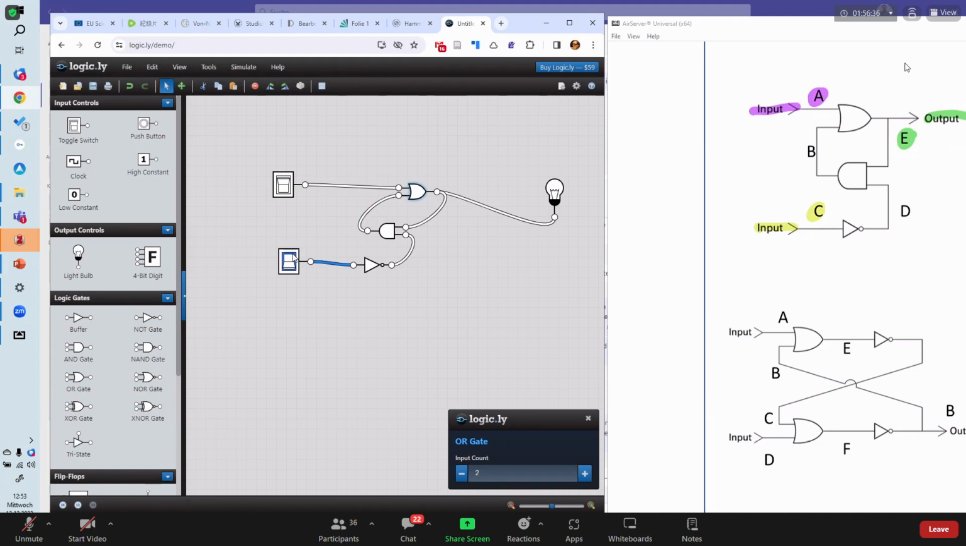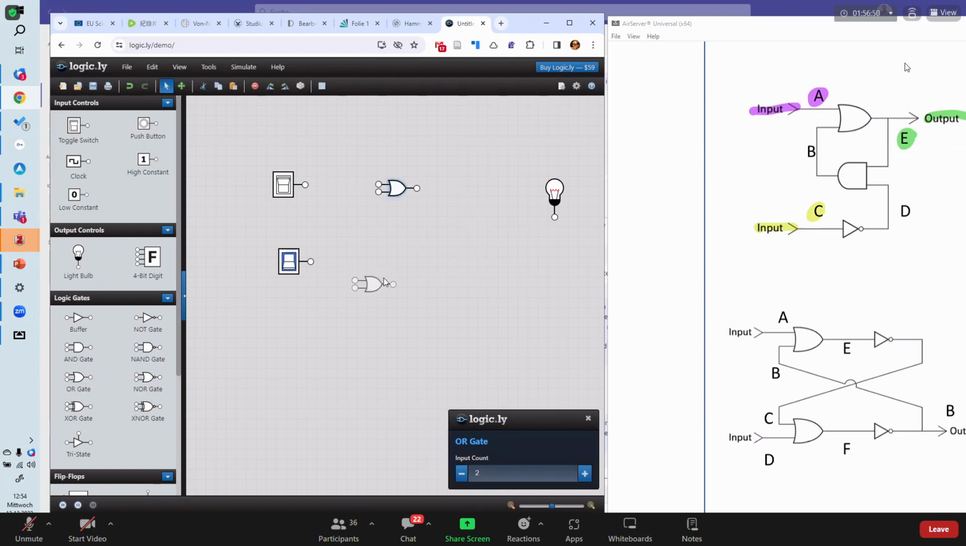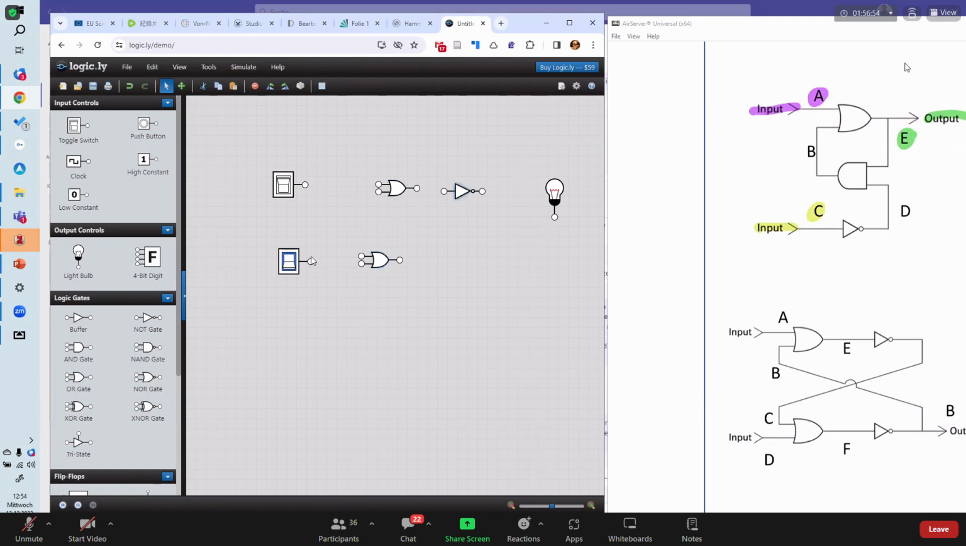Clear? And the same for the second circuit. Just a minute, then I will rebuild that one as well. So we have here 2 OR gates and 2 negations. And the output is here.